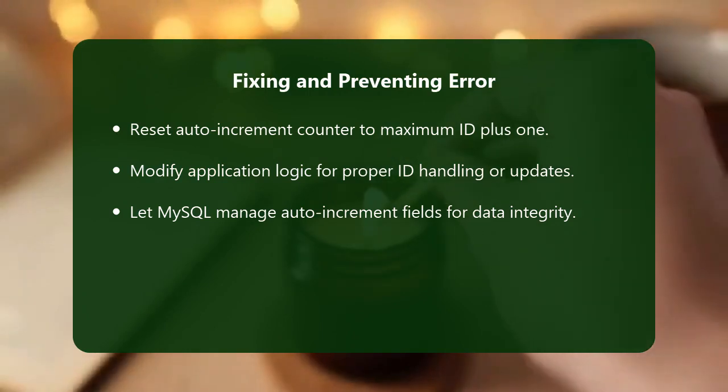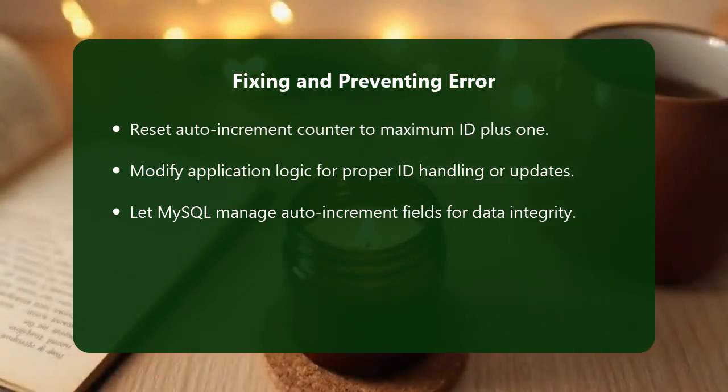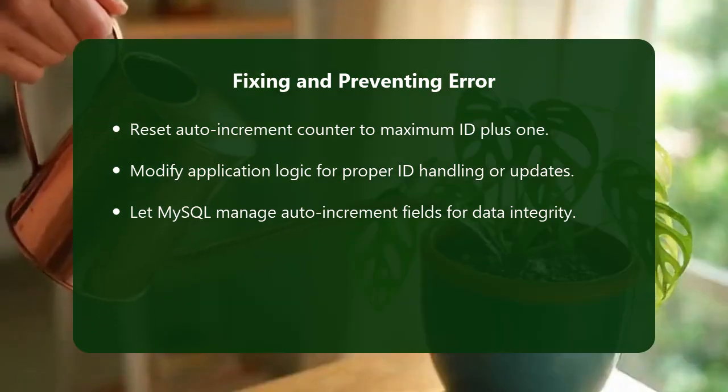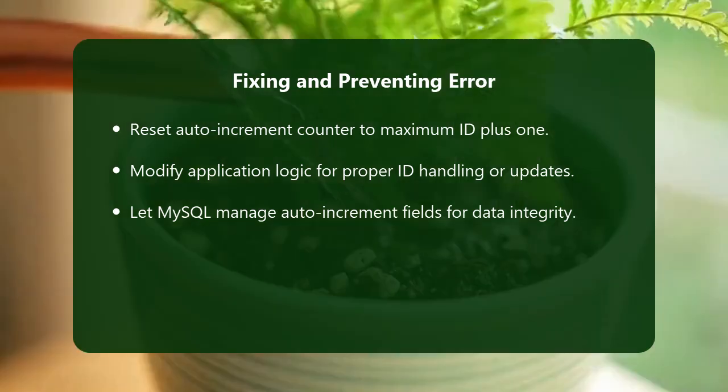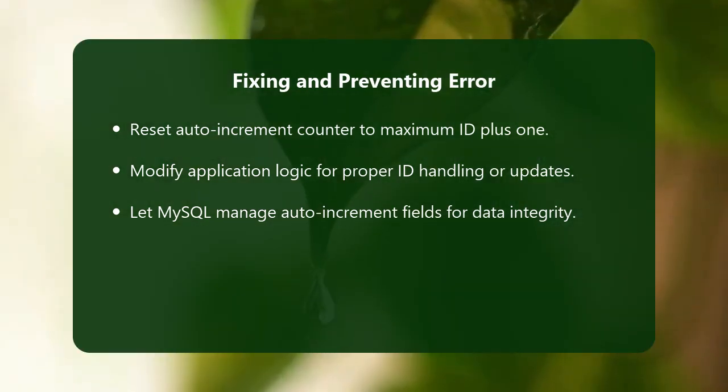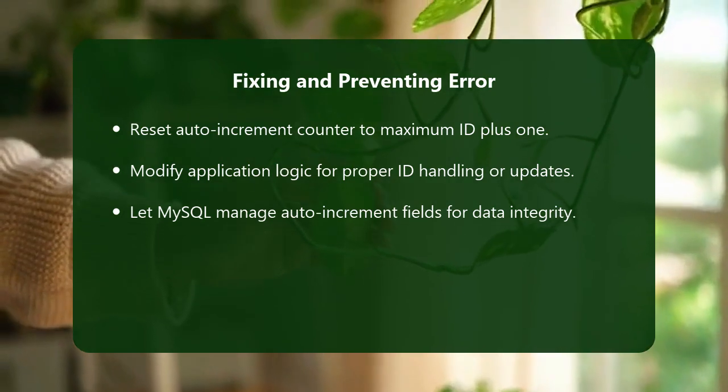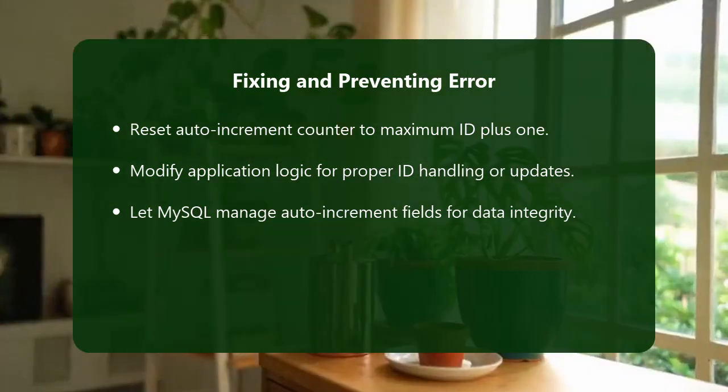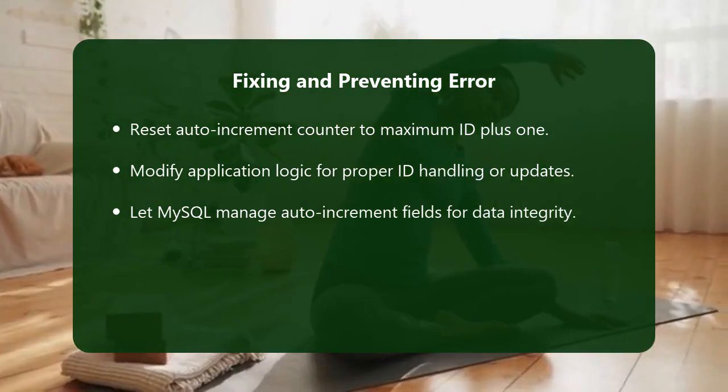If the duplicate entry 1 was genuinely an erroneous manual insert and it's safe to do so, you could delete that specific record, but this is less common for a primary key of 1 in a production system. Always prioritize letting MySQL manage auto-increment fields and validate data integrity before committing changes.